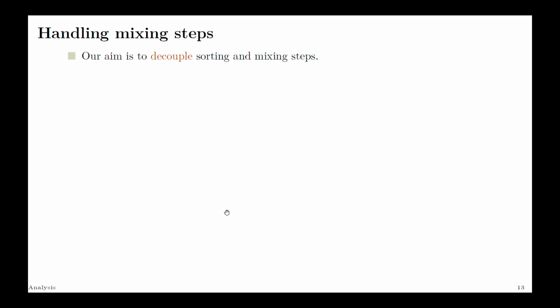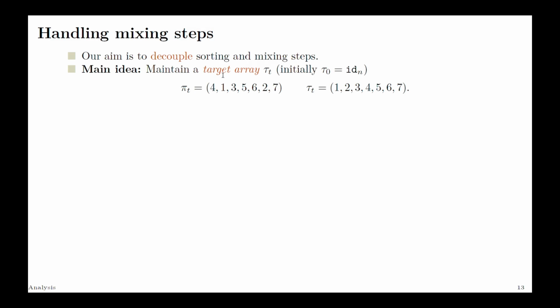So now let us turn our attention to handling mixing steps. Our aim is to decouple the analysis of sorting and mixing steps. And we do this by introducing the target array. The target array is initially equal to the identity permutation.